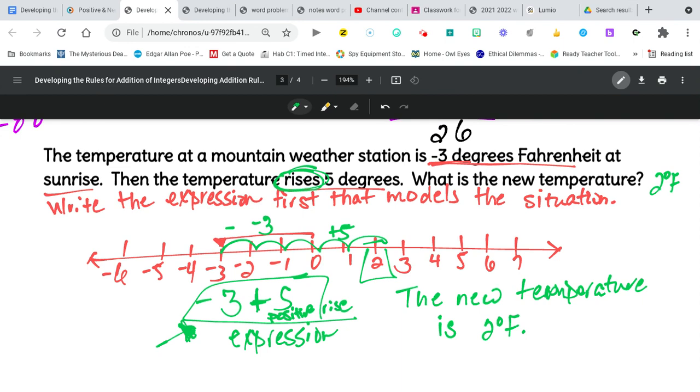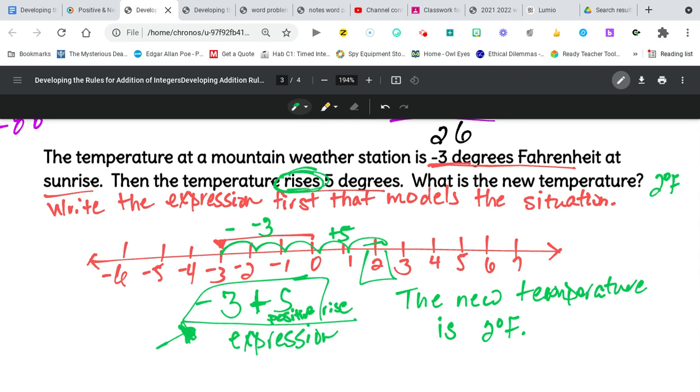Now, if it said that it dropped, you wouldn't be adding a positive. You would be adding a negative, okay? So you look for keywords to help you decide whether you add a positive number or you add a negative number, okay?